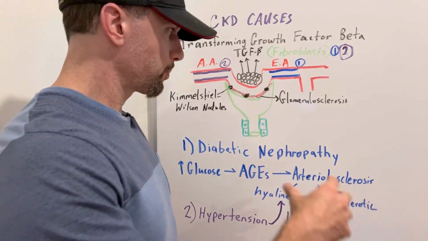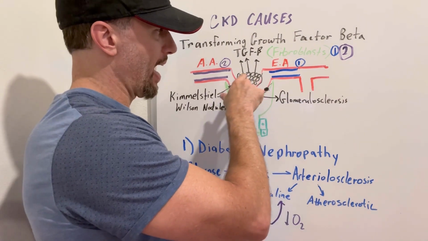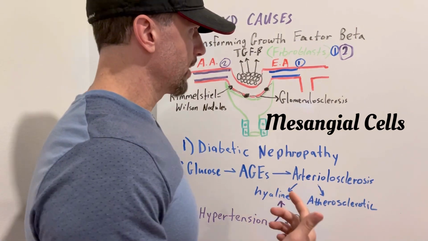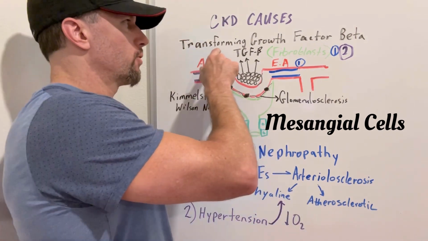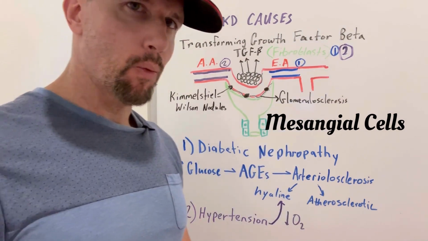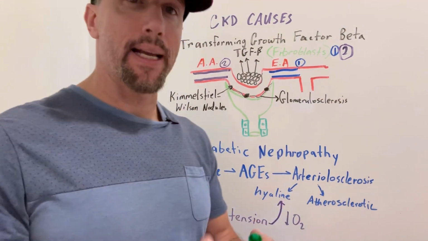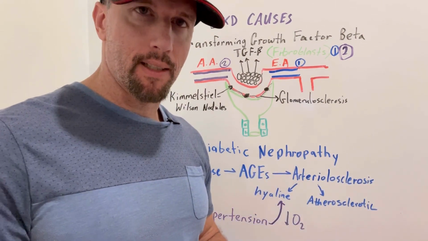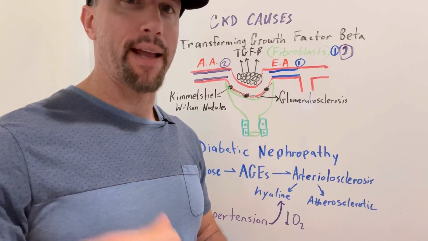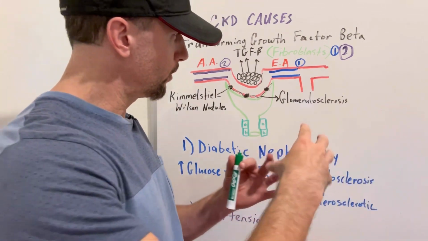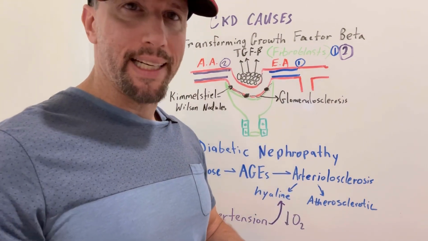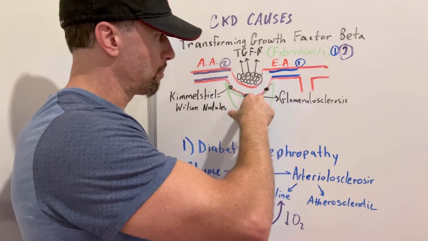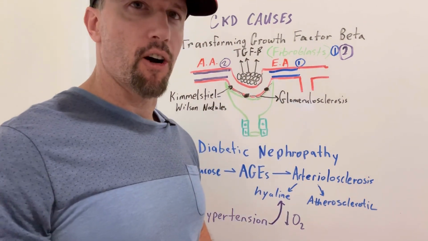When you have this hyperfiltration, it activates cells that are close by, called mesangial cells. When they get activated, they release a protein called transforming growth factor beta, TGF beta for short. What it does is activate local fibroblasts, and think about the name fibroblast. It's going to create fibers. So these fibroblasts will infiltrate this area and start creating an extracellular matrix of fibers that deposit in this glomerular membrane and make filtration difficult.